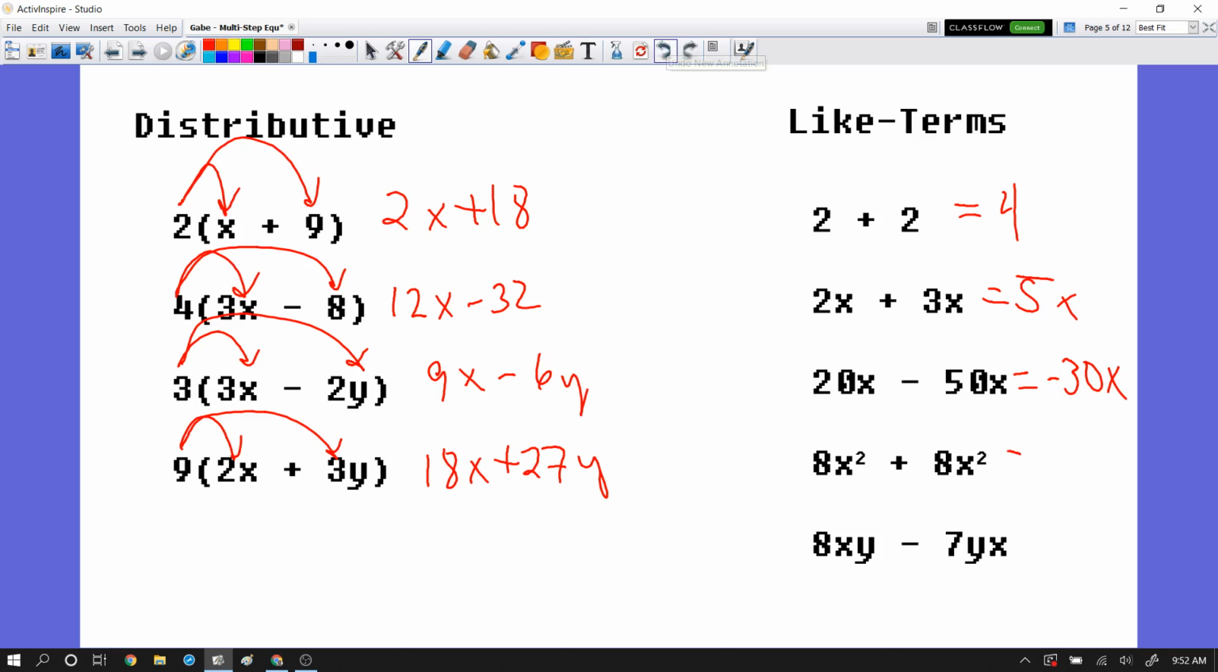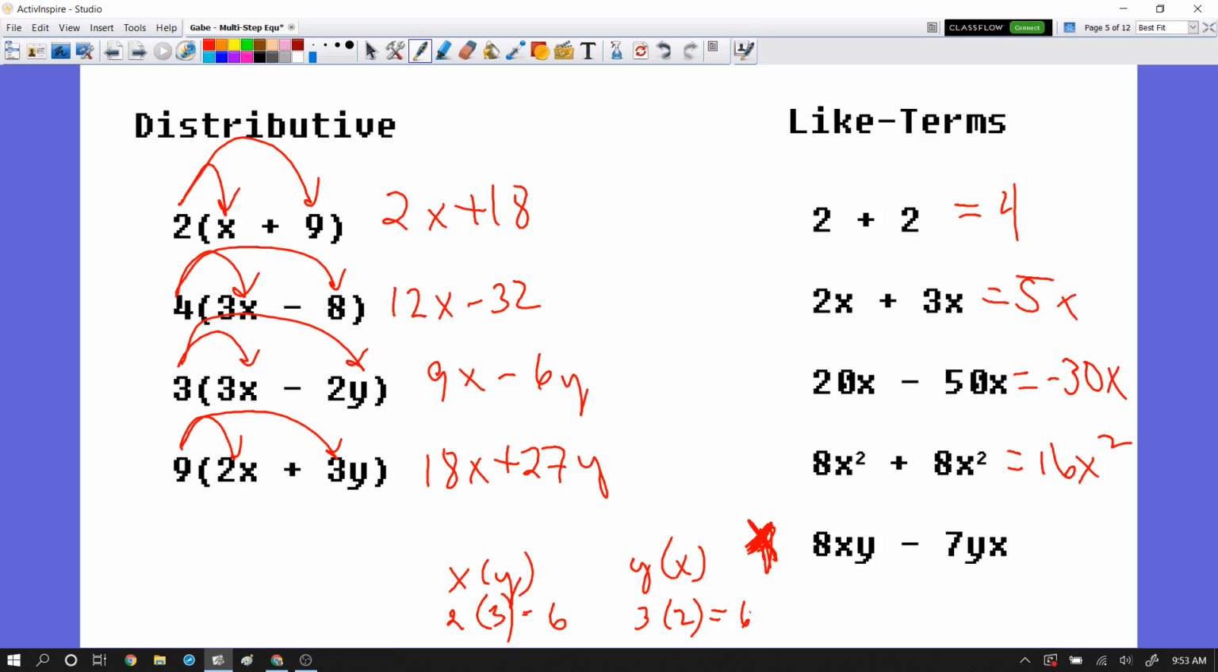Take a look at if you have 8x squareds and then you add 8 more x squareds to them, you're going to have 16x squareds. This last one is a little tricky, and I remember sitting in math class and having this explained to me. Let's say that we have x times y, and x is 2 and y is 3. 2 times 3 is 6. Now let's say that we have y times x, and that's 3 times 2. Still equals 6. So whenever we're multiplying two numbers, it doesn't really matter the order that they're put in.